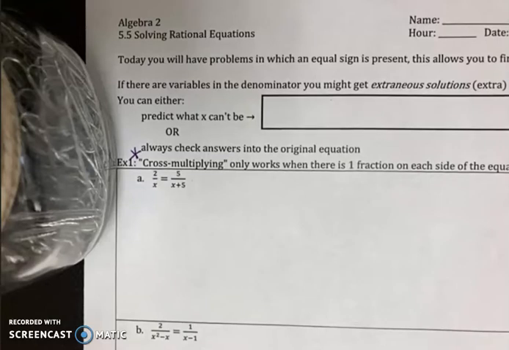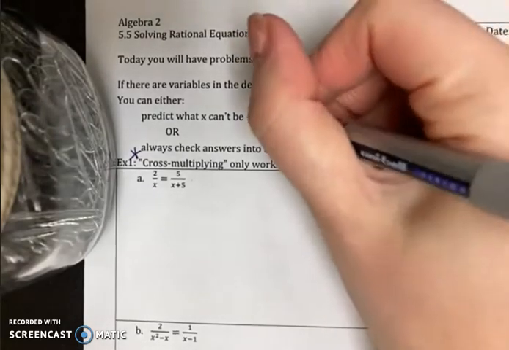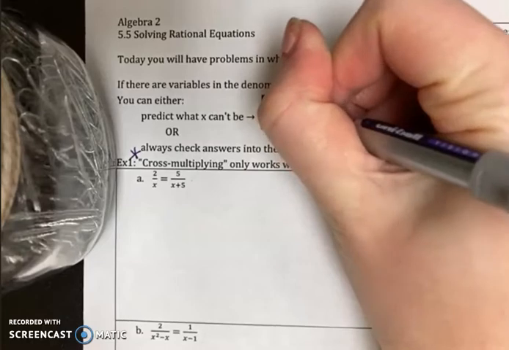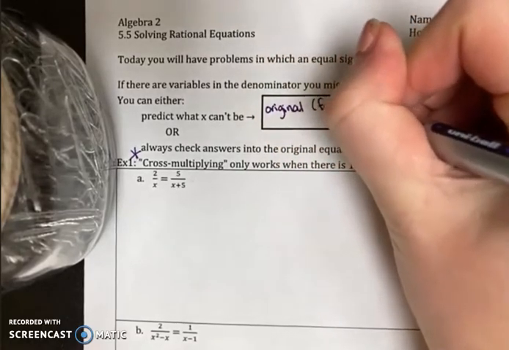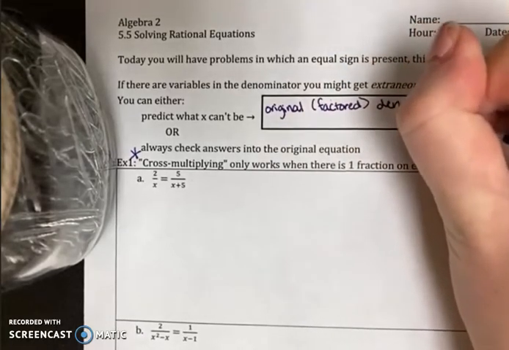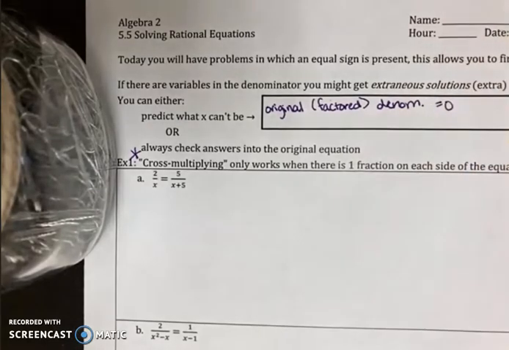Remember, extraneous means false solution or an extra solution, something that doesn't really work. And we can predict what x can't be by seeing when the original factored denominator equals 0. We've done that earlier in this chapter. Or you could always just plug your solution back into the original equation and see if you get the same thing on each side. So I'm going to leave that up to you. I think it would be easiest just to do the first option, which is predicting when x can't equal some number. Let's just practice our cross multiplication skills.